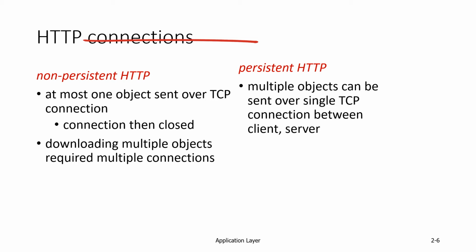Whereas with persistent HTTP, only one TCP connection is established between the client and the server at the transport layer, and using this TCP connection, the application layer protocol, HTTP specifically, downloads all the objects that are included in that web page, pulling everything using a single TCP connection. Whereas in a non-persistent HTTP connection, you can have as many TCP connections as you have objects on the particular web page.